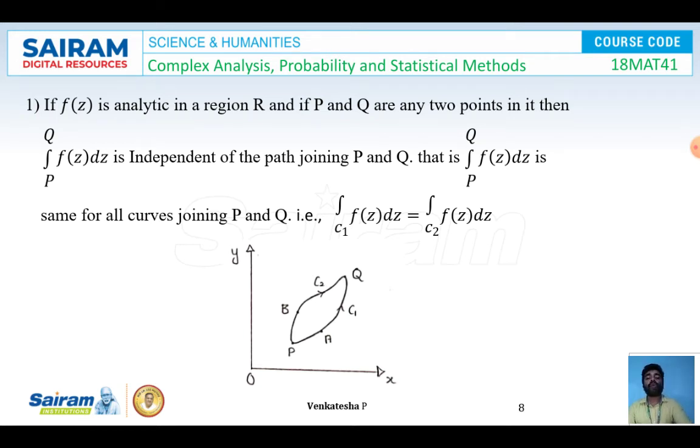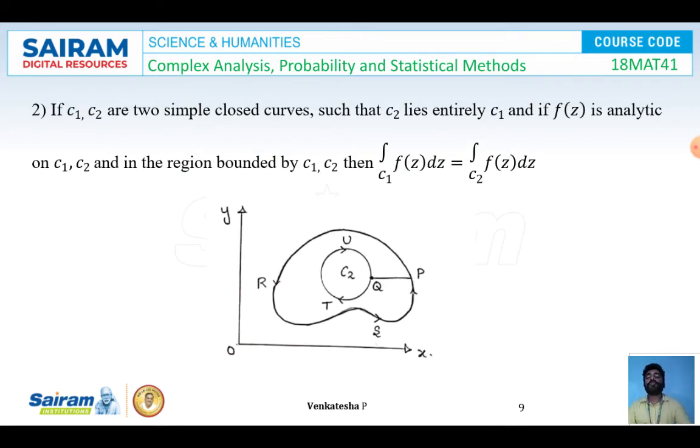In the XOY plane, I'm taking a curve PQ, and this curve PQ has been divided into two parts. One curve is C1 and one more curve is C2. Now the integral over C1 of f of z dz will be equal to the integral over C2 of f of z dz. That the total area of the curve C1 will be equal to the total area of the curve C2 we can tell.